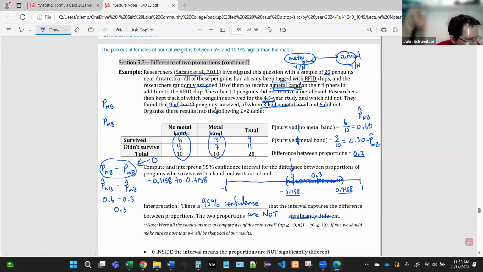Okay, so again, it could be that metal bands are bad for the penguins, but this data set does not prove that. Okay, this data set does not prove that there's a statistically significant difference in survival rates between the two groups. And that's because it contains 0. Yep, exactly.